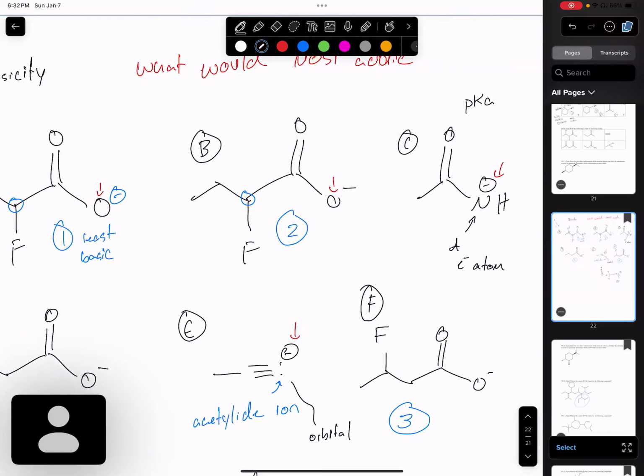You can always double check by going to your pKa table and looking up the pKa for an amide and the pKa for an acetylide ion. You'll find that acetylide ions can be anywhere from like 25 to like 50. It's something huge. But this one's going to be slightly lower. So your answer would be 5 and 6, with the acetylide ion being the most basic. And you'll learn about this in chapter 9 as well, why the acetylide ion is such a good base.